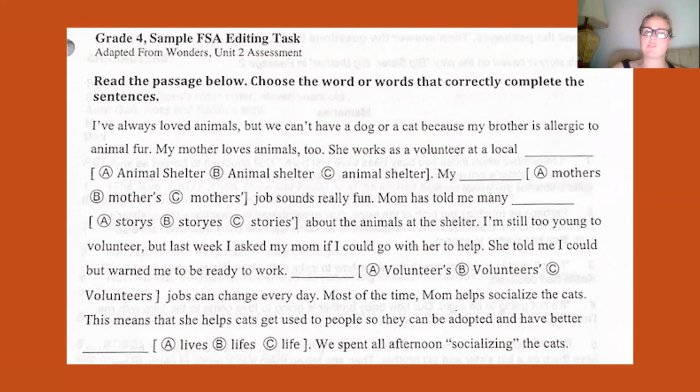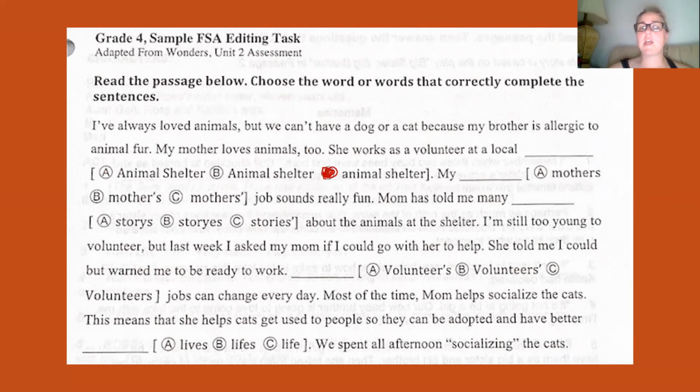So it says read the passage below, choose the word or words that correctly complete the sentences. I've always loved animals, but we can't have a dog or cat because my brother is allergic to animal fur. My mother loves animals too. She works as a volunteer at a local, so it's going to be animal shelter, but it doesn't tell me the name of the animal shelter. It's just a shelter. So we're not going to capitalize animal or shelter because that's not the name of a shelter. It's just general. They're telling me it's an animal shelter. So it would be C, because it's not the name of the animal shelter.